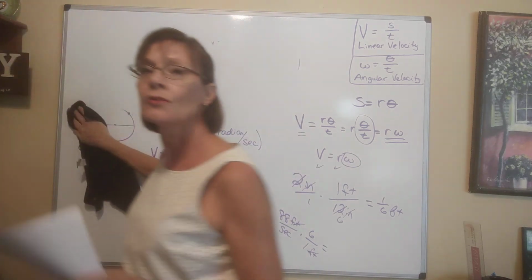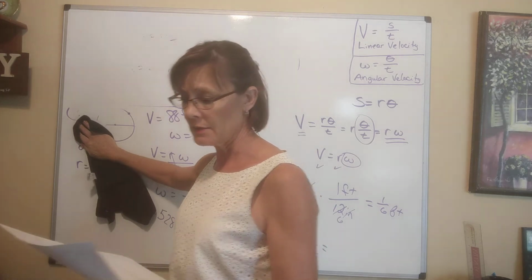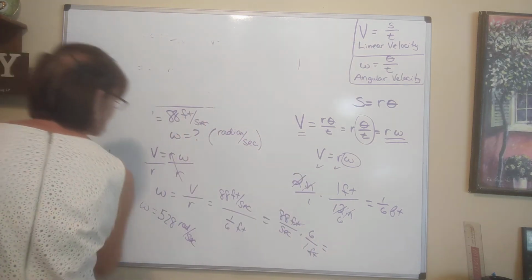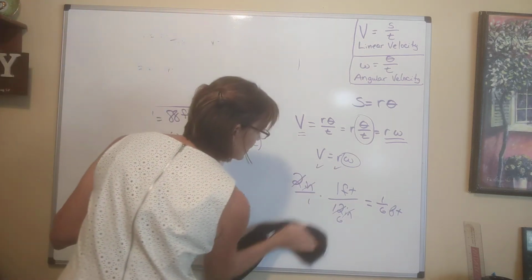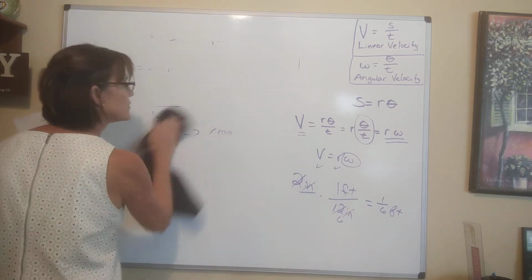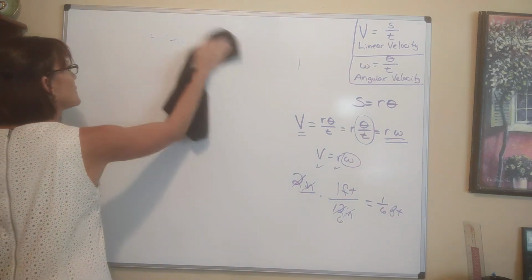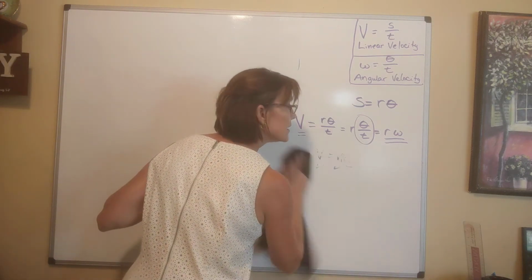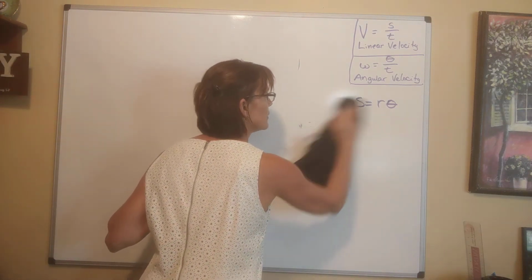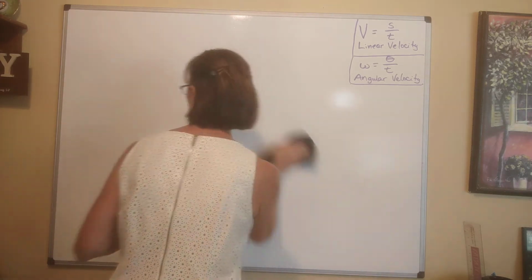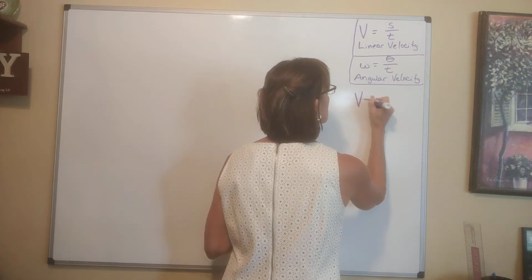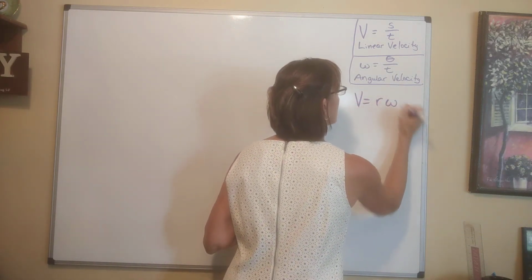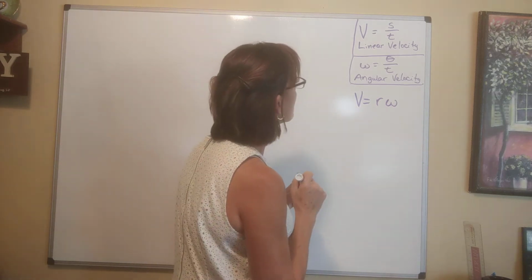RPM means revolutions per minute. So that does not give us an angle measure, it gives us a revolution measure. Sometimes they will talk about angular speed and revolutions, and what we have to do is convert that into an angle measurement. So let me put this last little formula that I just erased back up here. V is equal to R omega. That's what we just figured out.